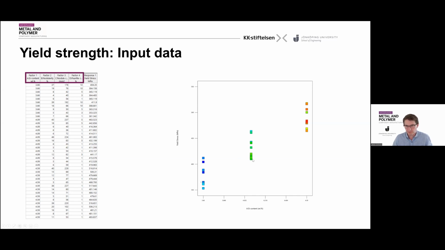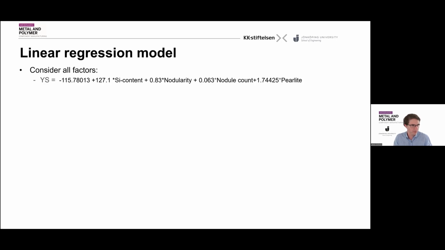But there is also something else, because you see there is a scatter, there is a range of values at these different levels. It's not just that if you know the silicon content, you can exactly say the yield stress. So there must be something more here that changes. So that's why we go to DOE and also start doing a linear regression model.